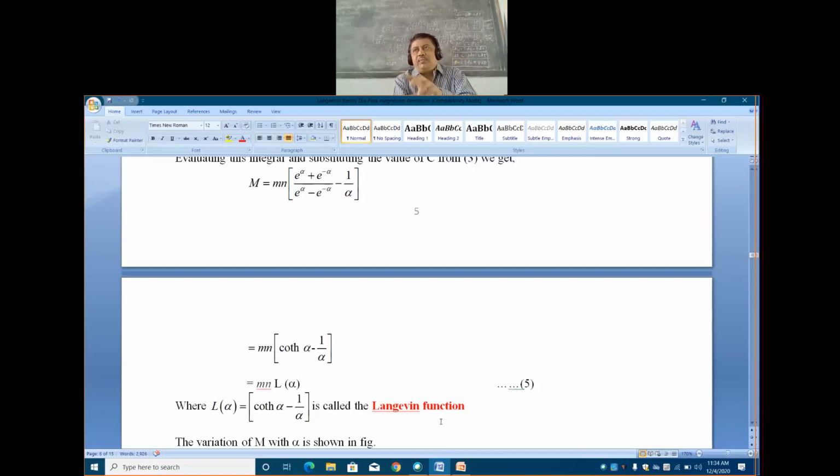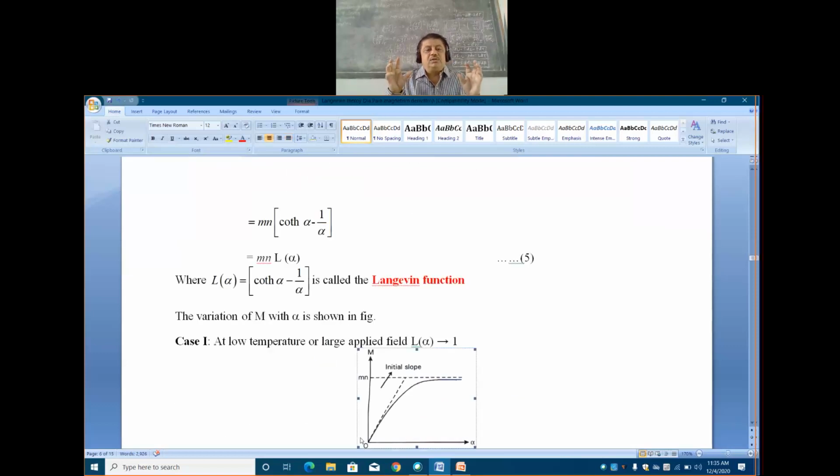We will discuss graphically how this Langevin function varies. So we have derived up to this step: magnetization M is equal to m N L alpha, where small m is the magnetic moment, N is the number of dipoles, and L alpha is the Langevin function, equal to cot hyperbolic alpha minus 1 by alpha. Now see how this magnetization varies with alpha.